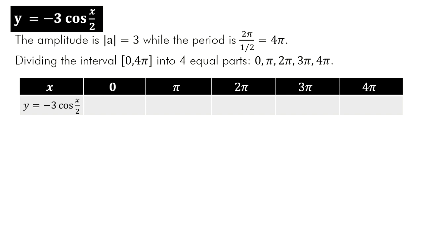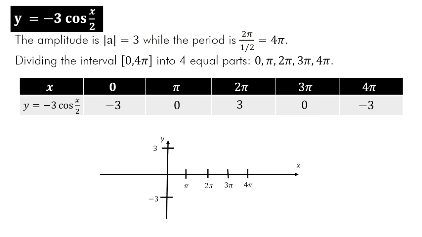If we substitute 0, that is negative 3. Then negative 3 times cosine of pi over 2, that is 0. If we substitute 2 pi, the result of that is 3. Then for 3 pi, that is 0. The last one, for 4 pi, is negative 3. So after you identify the 5 points here, you can plot them on the Cartesian plane.